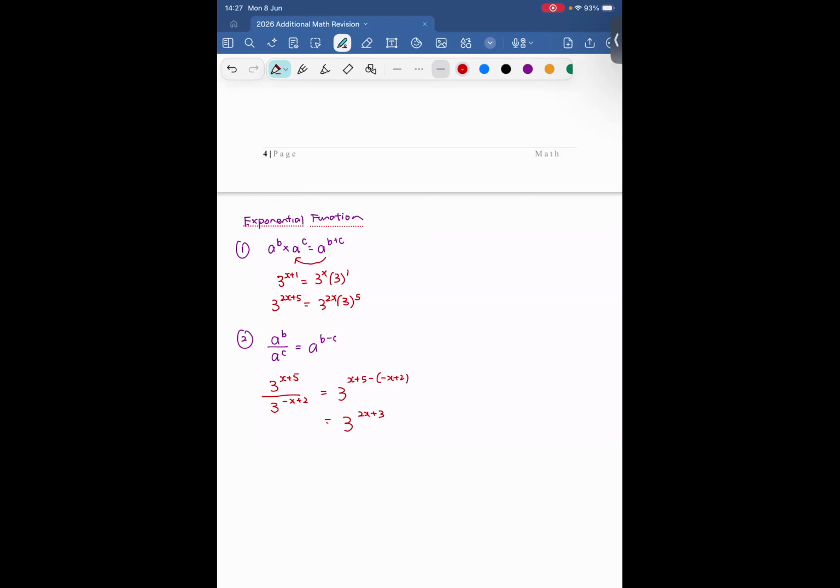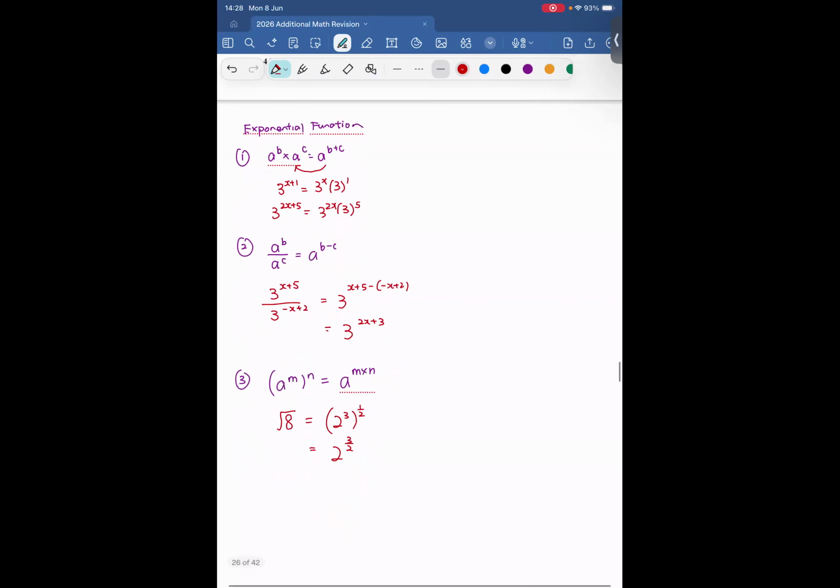Okay, so next, a^m to the power of n. When power, we just multiply the powers. For example, sometimes you have the square root of 8. How do we change this? Square root 8 is actually 2 to the power of 3, and square root is actually power half. So when you distribute, it becomes 3 times half. You get 3 over 2.